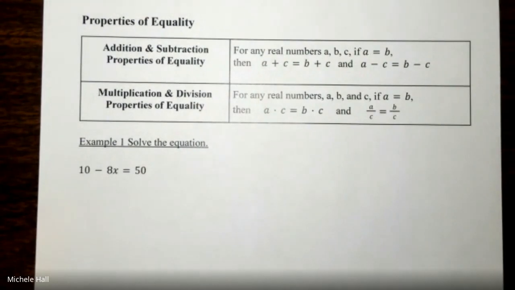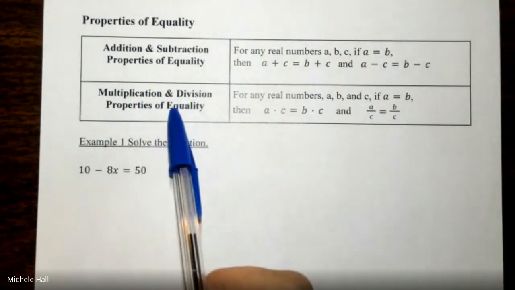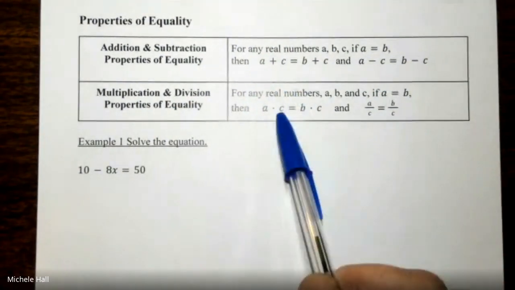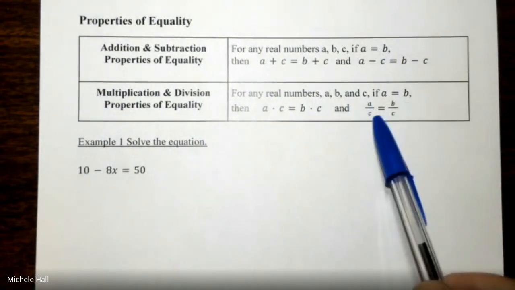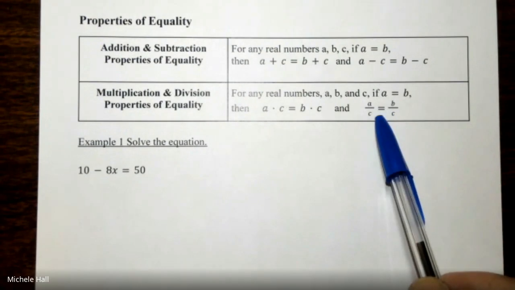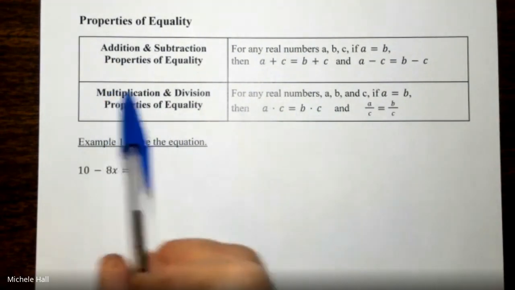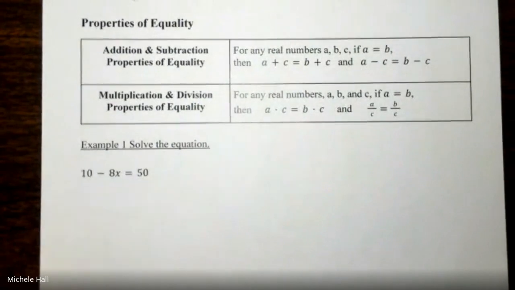We use these to solve equations. We also have the multiplication and division property of equality. Again, if I start with A equals B, I could multiply C to both sides, or I could divide by C on both sides, and it would still be equal to the original because I did the same thing to both sides of the equation. Multiplication and division properties of equality.